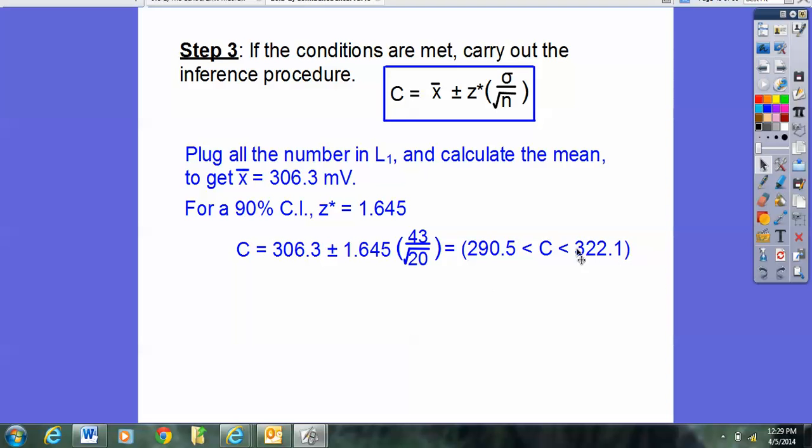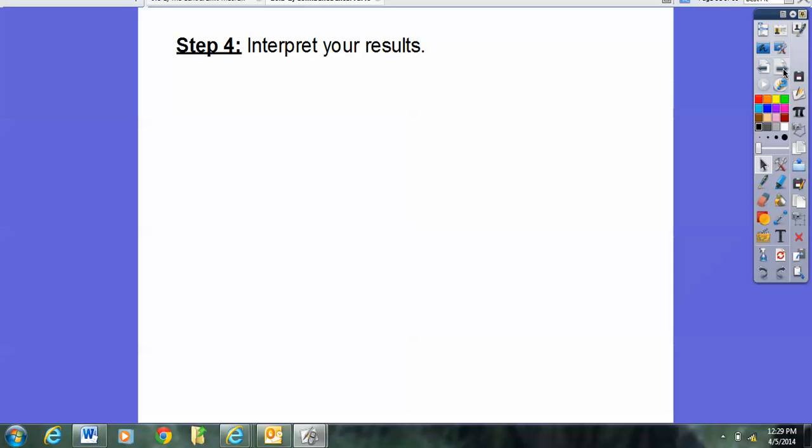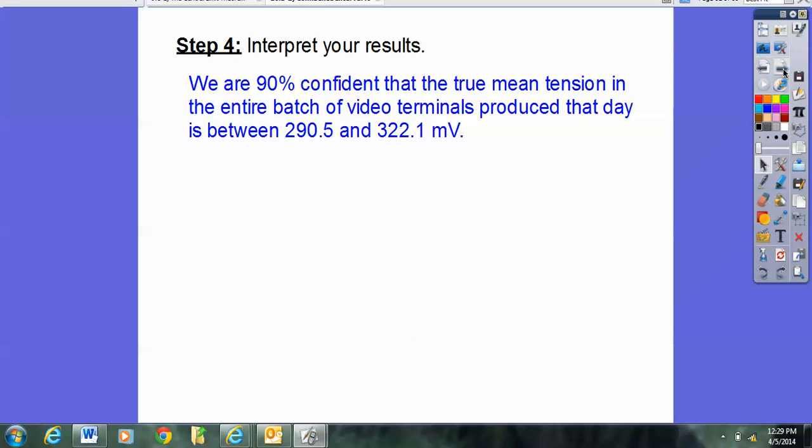This is my 90% confidence interval, or they would write it like that right there. All right, so interpret your results. We're going to be 90% confident that the true mean of tension in the entire batch of video terminals produced that day is somewhere between 290.5 and 322.1 millivolts. Okay, take care, you guys.